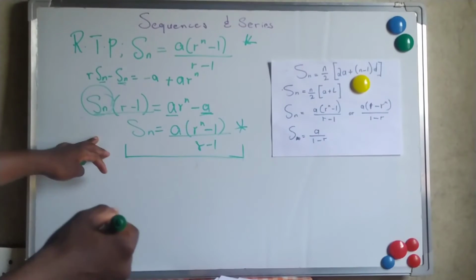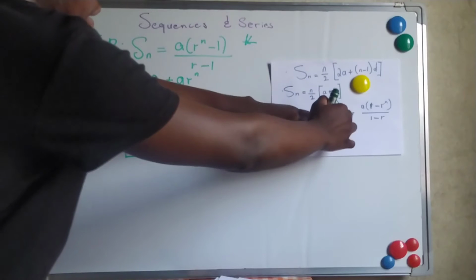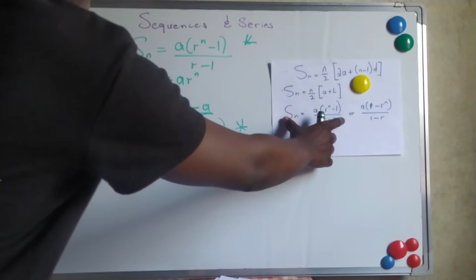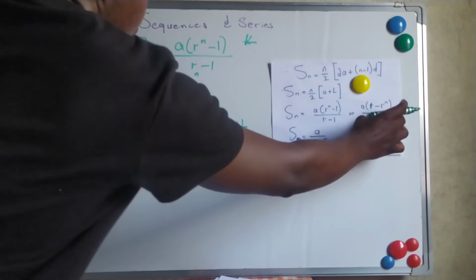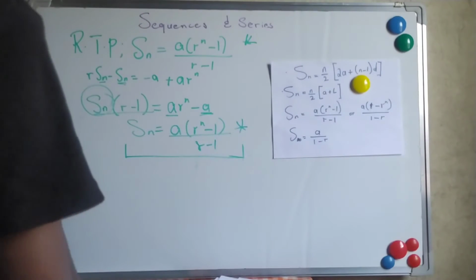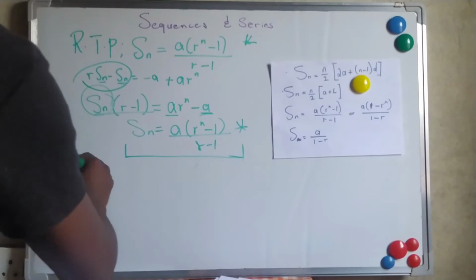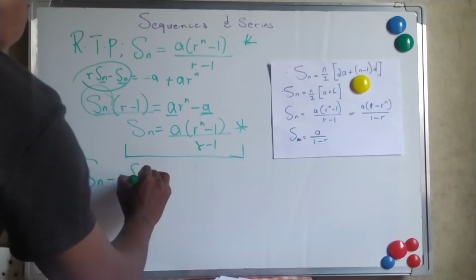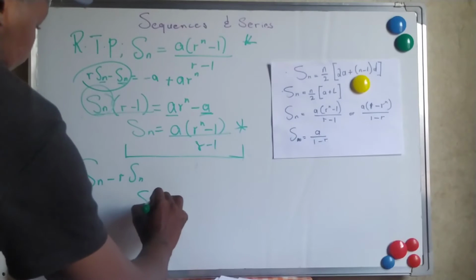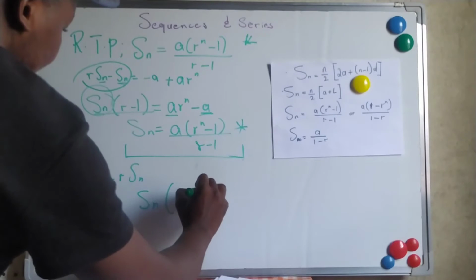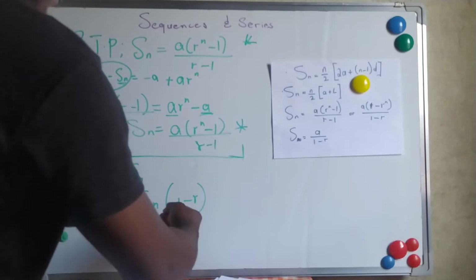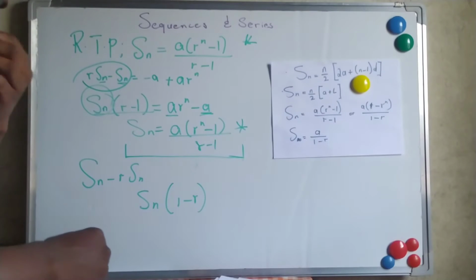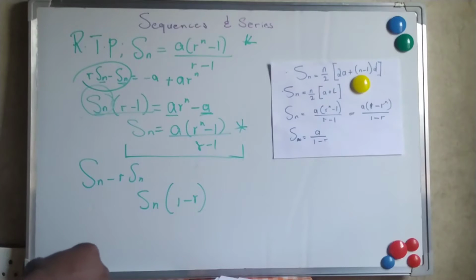Okay, so as you can see, this is only this part of this expression or this equation. So how would a person get to this one? They would take a different approach. Instead of saying r Sn minus Sn, you'd say Sn minus r Sn. And that way you'd have Sn as a common factor, 1 minus r. And then you can see that when you divide by this, it gives you this at the bottom. Okay, let us now go and have a look at examples.